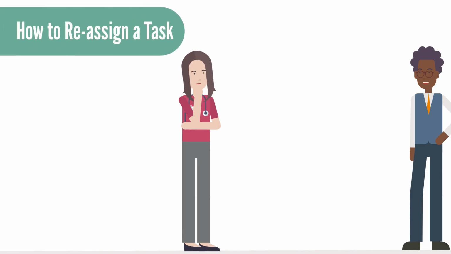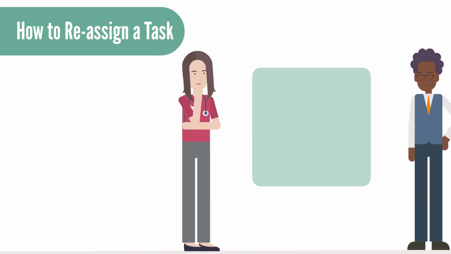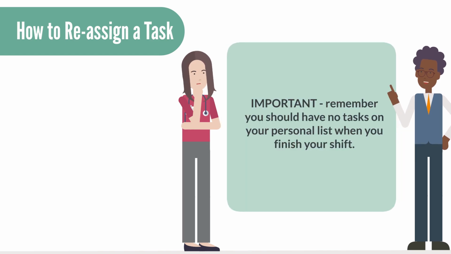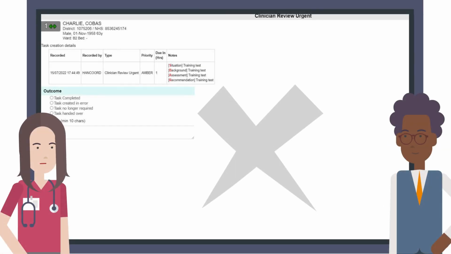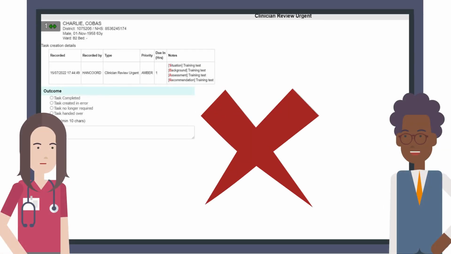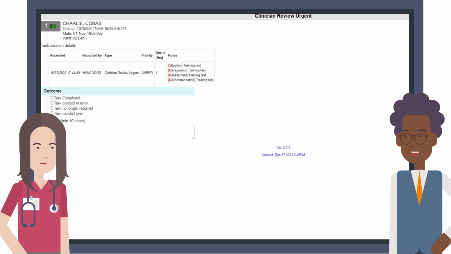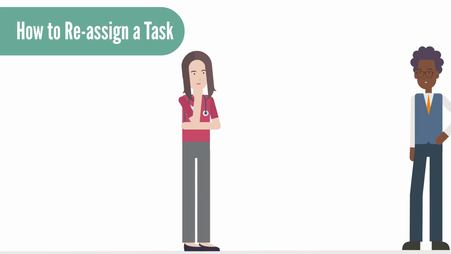Let's take a look at reassigning a task, for example when you are handing over at the end of your shift, or you feel you can't do the task. Important, remember you should have no tasks on your personal list when you finish your shift. Do not use the complete option for handing over tasks. This is really important as it will remove the task from all the lists and the out-of-hours team can't reallocate it. What you need to do is reassign it back to the out-of-hours team so they can reallocate it. Let's look at this now.